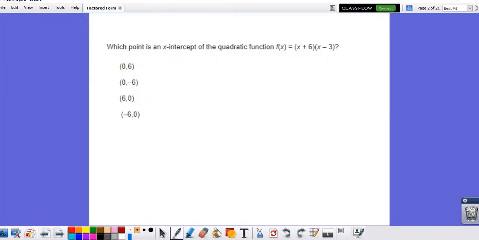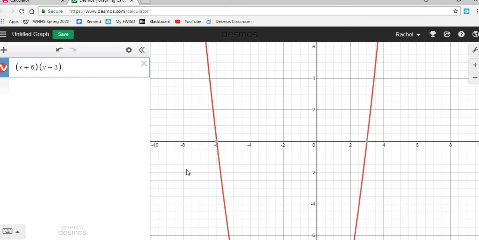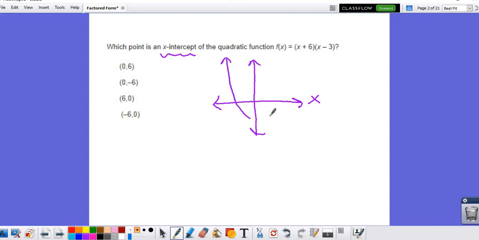Okay. And it says x plus 6, x minus 3. So you're just going to type that in right here. X plus 6, x minus 3. And it will graph it for you. And if you click on the points, it'll actually tell you what the points are. Okay. And so what you're trying to do here is find the x-intercept. So when this is graphed, that's your x-axis. You're trying to find which one is the x-intercept, and it's one of these 2 points that will be listed.